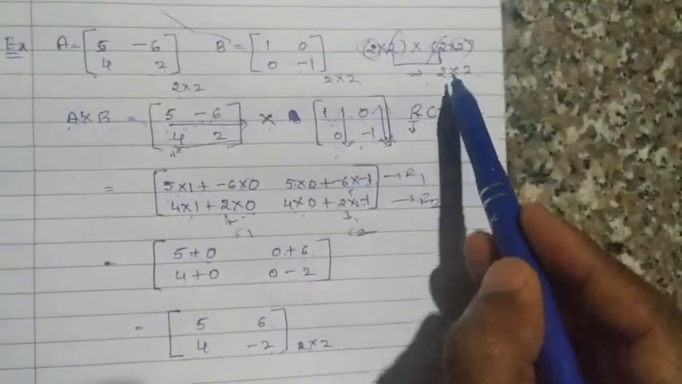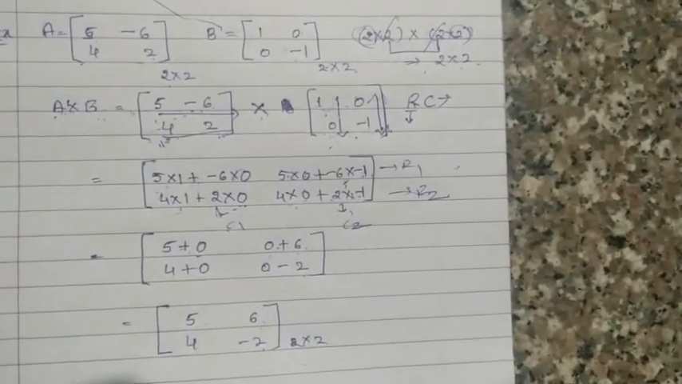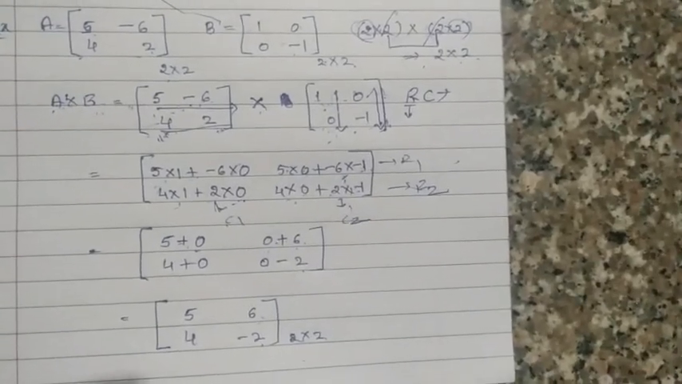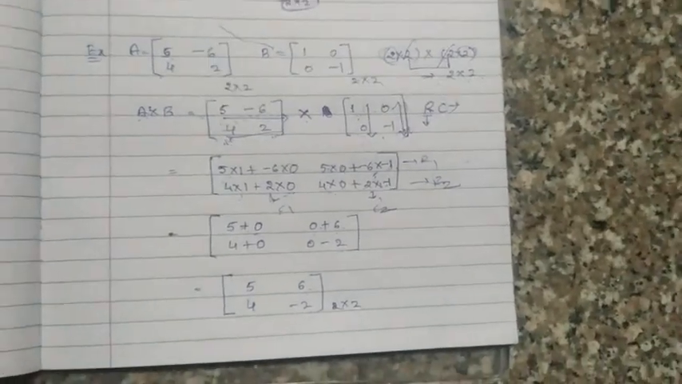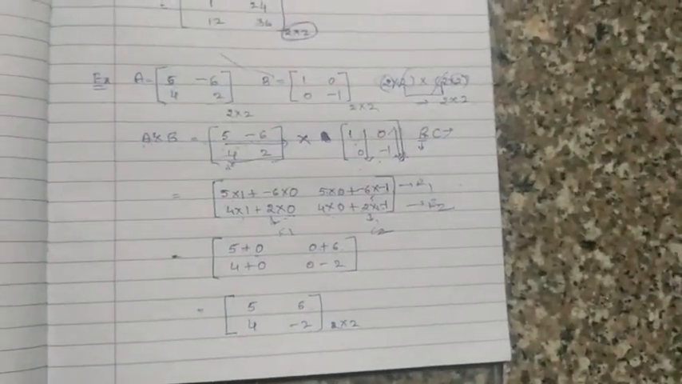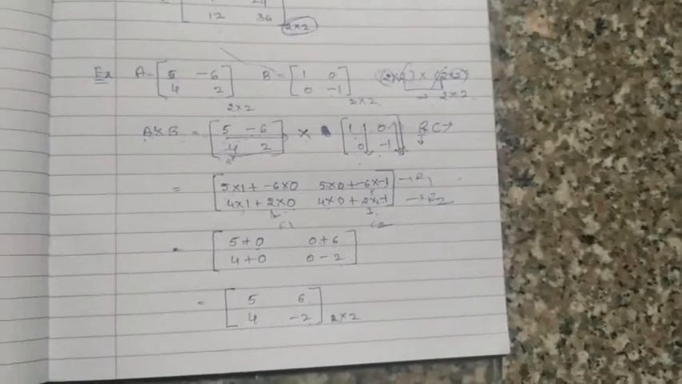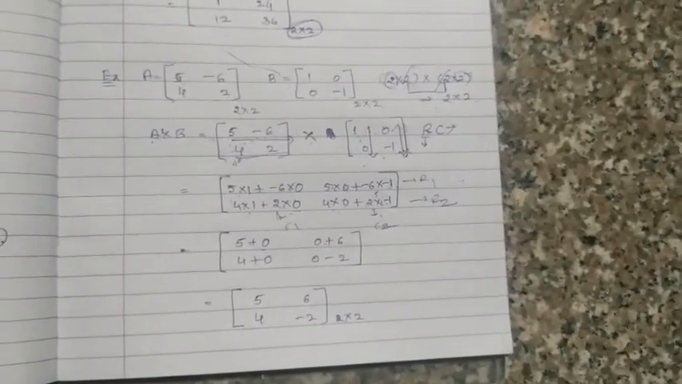So at the last, what we get again? The matrix order is 2 into 2. So this is how we have to do the matrix multiplication between matrices having the same order. The next one is about what?